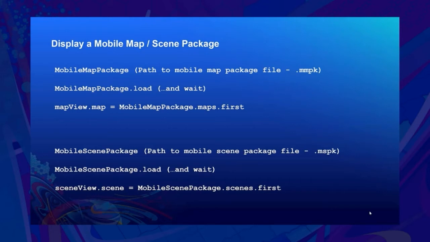And any of those maps can be passed to the map property of a map view, just like we did with a web map. And that will take care of loading the layers, rendering and displaying them on the map view. And as I said, it's exactly the same with a scene. We would construct a mobile scene package with the path to the file. We call load and we wait. And then we could take one of those scenes and bind it to the scene property on our scene view.